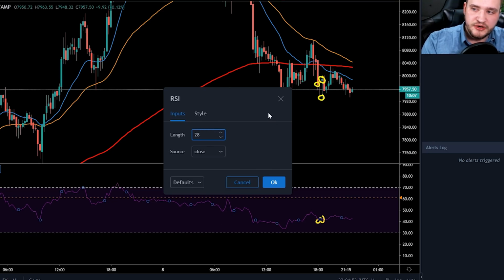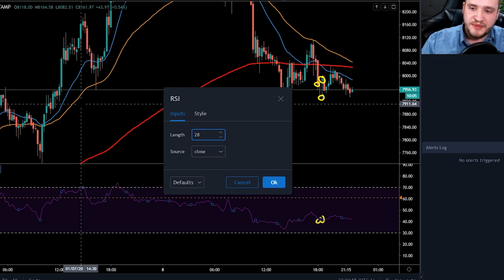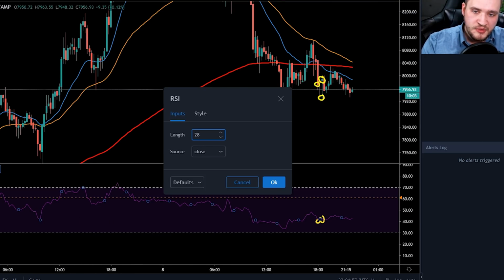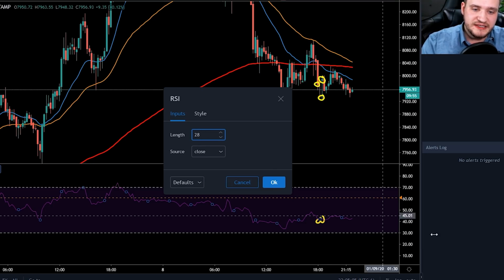The length is your period. It's going to be based off of the time frame that you're in, but in this case here, I'm on a 15-minute time frame for price, which means that the last 28 15-minute candles are being taken into consideration to plot it against 0 to 100.